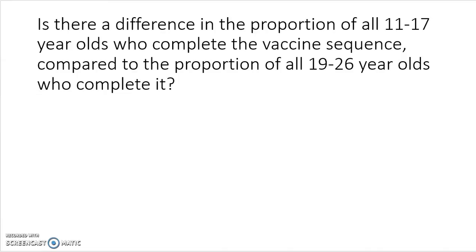We might be interested in the question, is there a difference in the proportion of all 11 to 17-year-olds who complete the vaccine sequence compared to the proportion of all 19 to 26-year-olds who complete it? For example, maybe the older people who get this vaccine are more responsible, so they're more likely to complete the vaccine. Or maybe younger people are more likely to complete it because their parents are there to remind them and drive them to their medical appointments.